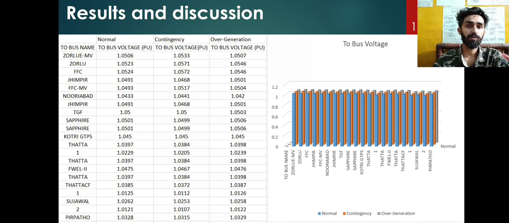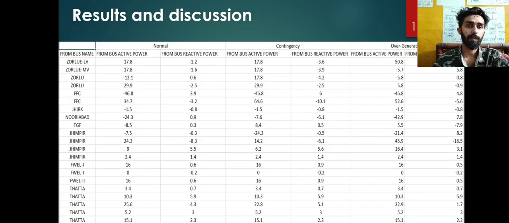And in the bus voltage, the outgoing voltages of the following buses were approximately the same. The system was running quite normally, whereas in the N-1 contingency, at Jhimpir in this data, you can see 1.0491 and 1.0496. There was a slight difference when the N-1 contingency was applied.